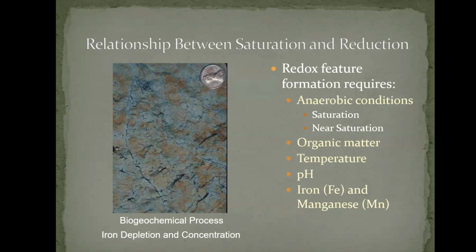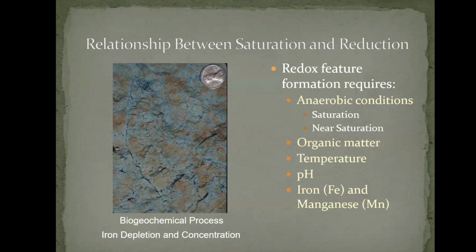One of them would be anaerobic conditions, not having oxygen or low oxygen, and that could be at saturation or near saturated conditions. And then organic matter. They need to have a source of organic matter because this is actually a biological and a chemical process. The biological component requires a source of food, a food supply, which is organic matter.